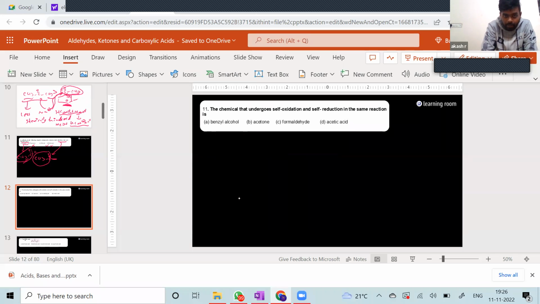Moving on. Next, the chemical that undergoes self-oxidation and self-reduction in the same reaction. Now they're asking about, again, a Cannizzaro reaction. For the Cannizzaro reaction, I should not have any alpha hydrogen, right?